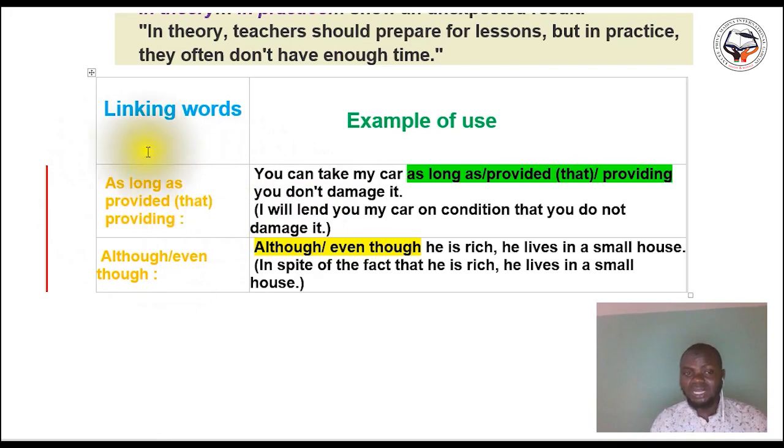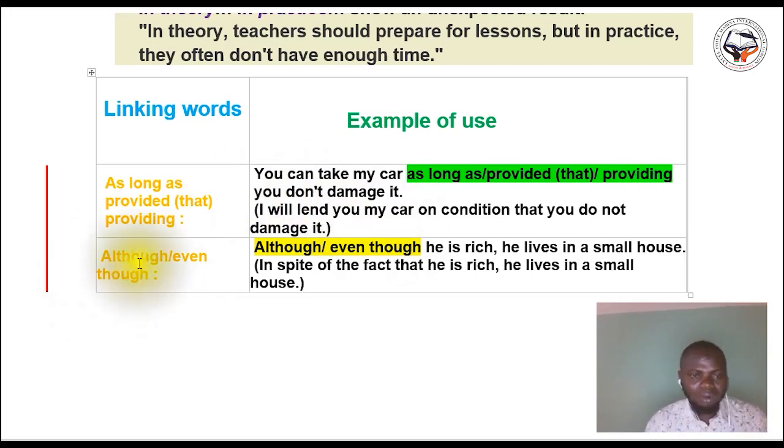So these linking words are used for condition. You can take my car as long as you don't damage it. You can take my car provided that you don't damage it. Or you can take my car providing you don't damage it. Here I will lend you my car on condition that you do not damage it. If you know that you won't damage my car, I can give it to you. But if you will damage it, I won't give you my car.